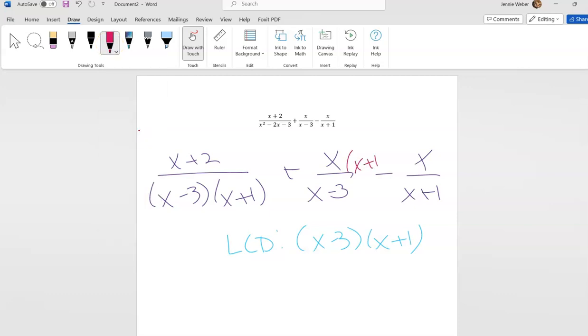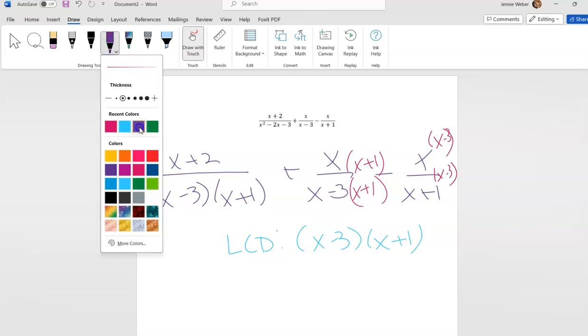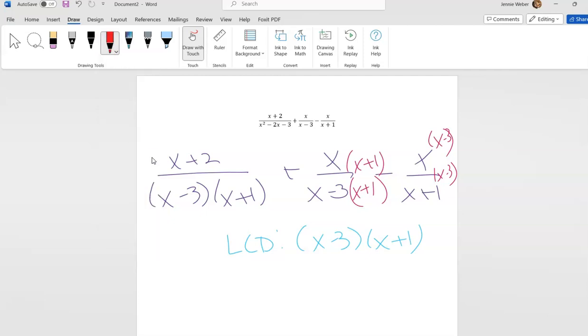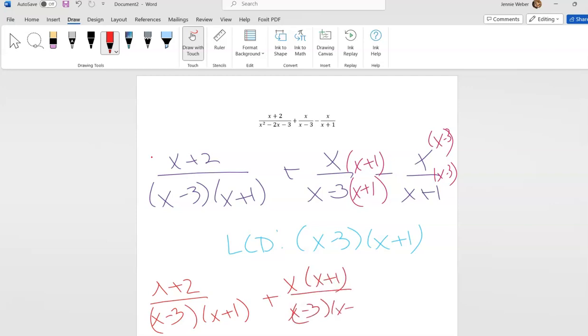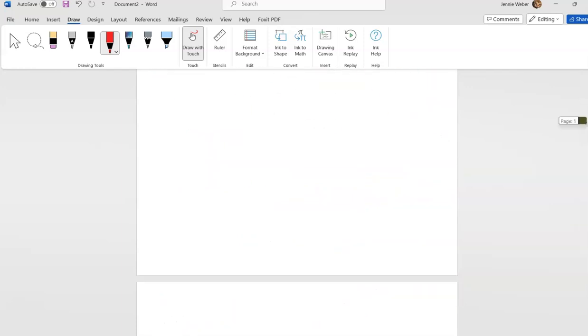This needs an x plus 1 and an x plus 1. This needs an x minus 3 and an x minus 3. I'm just going through and making common denominators. So what do I have now? I have x plus 2 over (x minus 3)(x plus 1), plus x times (x plus 1), all over this whole bottom, minus x times (x minus 3). And this intermediate step, I don't know that you really need to rewrite this all, but I want to make sure we're all here on the same page.